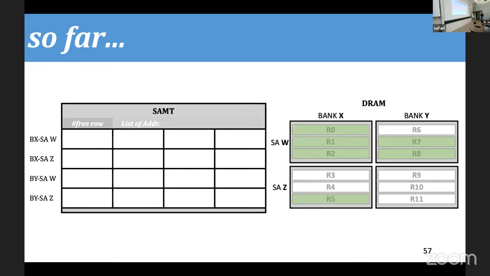So now let's assume that these green rows are free. This is how the SUM table will look like. So you have all the rows, and here you have a pointer that points to the rows that are free. And here, no, because there are no free rows.